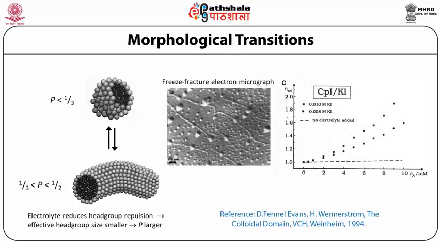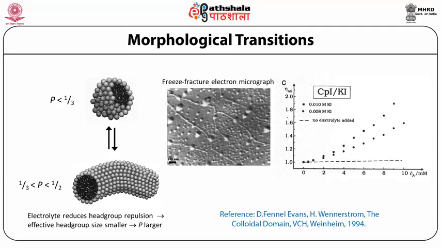We see that you have spherical micelles which get transformed into worm-like micelles when you introduce electrolyte in the system. What happens is that electrolytes reduce the head group repulsion by screening. Because of that, the effective head group size becomes smaller and the P becomes larger. So the same spherical micelles turn into worm-like micelles, and you can see that by freeze fracture electron micrograph, where you can see the formation of fibers from these worm-like micelles, and you can see the increase in viscosity as you go from spherical to asymmetric worm-like micelles.